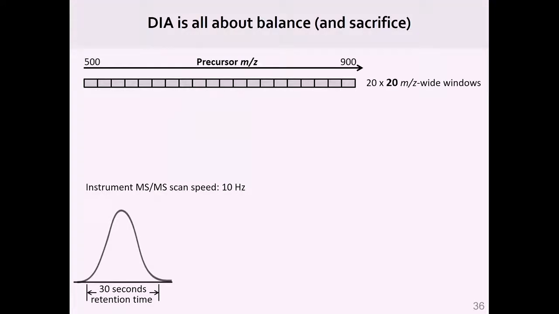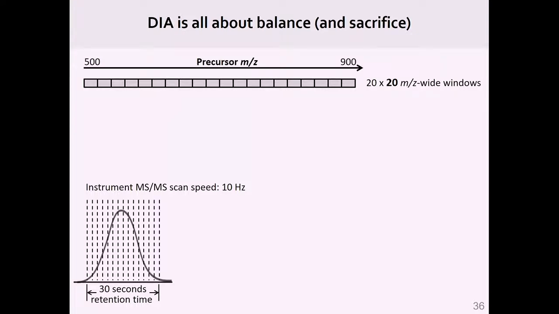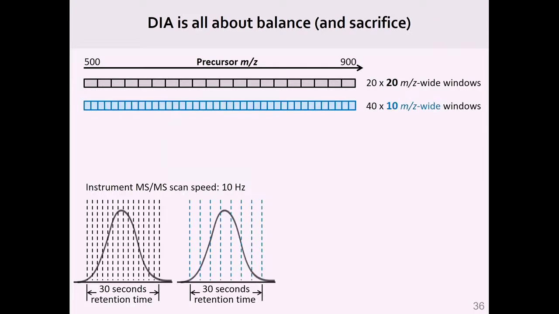So again, if we start with this 20 mass to charge wide windows, and if the instrument can scan at a fixed amount, so let's say 10 hertz. By 10 hertz, I mean 10 spectra a second. And your chromatographic peak is 30 seconds retention time. You're basically getting about 15 points across the peak. You could narrow the isolation window and do 40 scans to cover the same mass range, but that would mean that you're sampling the chromatographic peak about half as frequently.